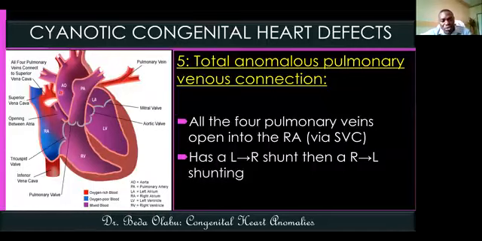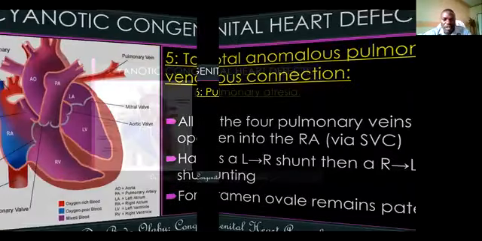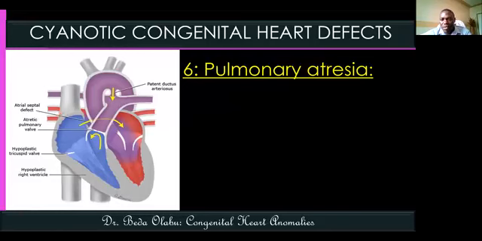So as I've explained to you, there'll be a left to right shunt first, then a right to left shunt at this point. And that is why this will give you cyanosis. I want to add a last one on cyanotic congenital heart diseases, and that is pulmonary atresia. We've already defined the term atresia as blockage. So the pulmonary valve is blocked. If the pulmonary valve is blocked, why would this give you cyanosis?